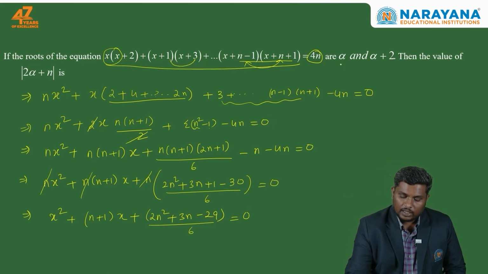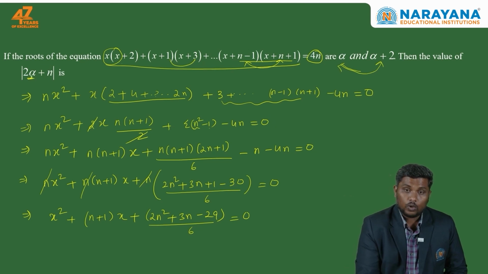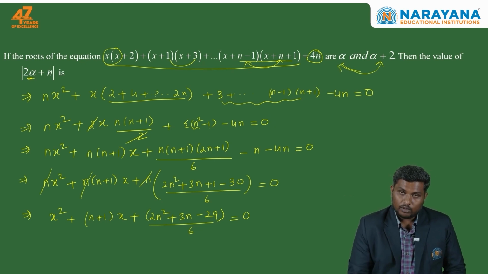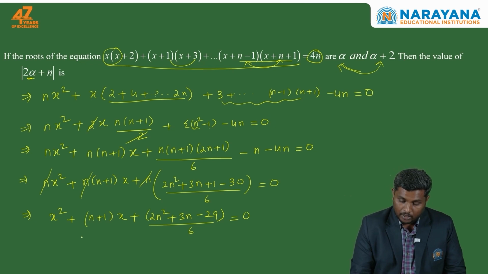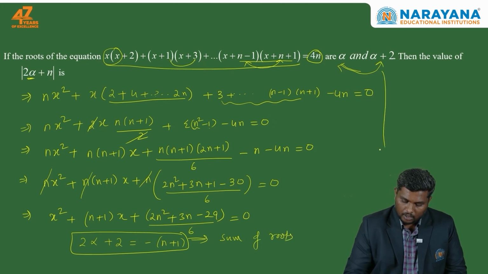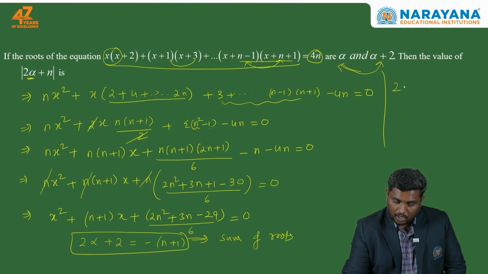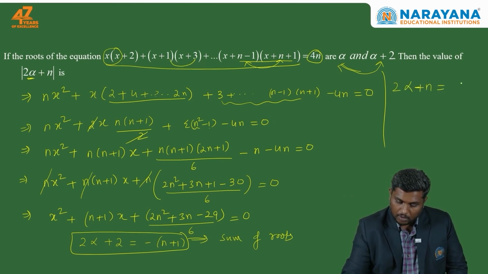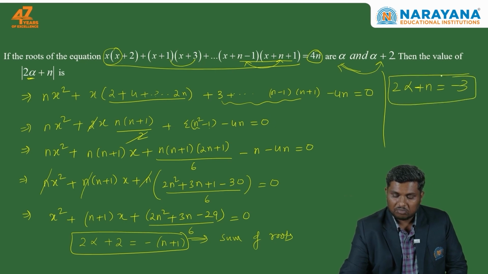It is given that the roots are alpha and alpha plus 2, and he is asking about 2 alpha plus n. Guys, let me write the sum of the roots condition here and see if I can match up anything. So I get the sum of the roots 2 alpha plus 2 is equal to minus of n plus 1, sum of roots. And now you could clearly see 2 alpha, and this minus n, if it comes this side, plus n is equal to minus 3.